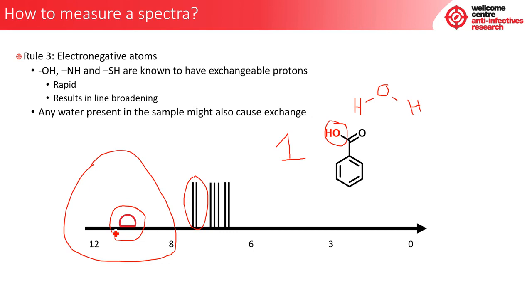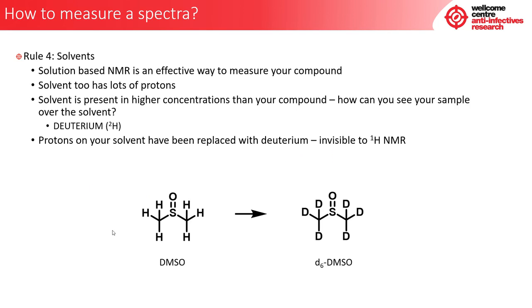Our next rule is solvents. Now, you don't want a lot of water in your sample. You might see a lot of this exchange occurring, and you might never see what it is that you're truly wanting to see in your molecule. Does it have an OH? Does it have an NH? You might not be able to see this because sometimes the line broadening can be so broad that your peak actually merges with the baseline and it's not possible to see it.